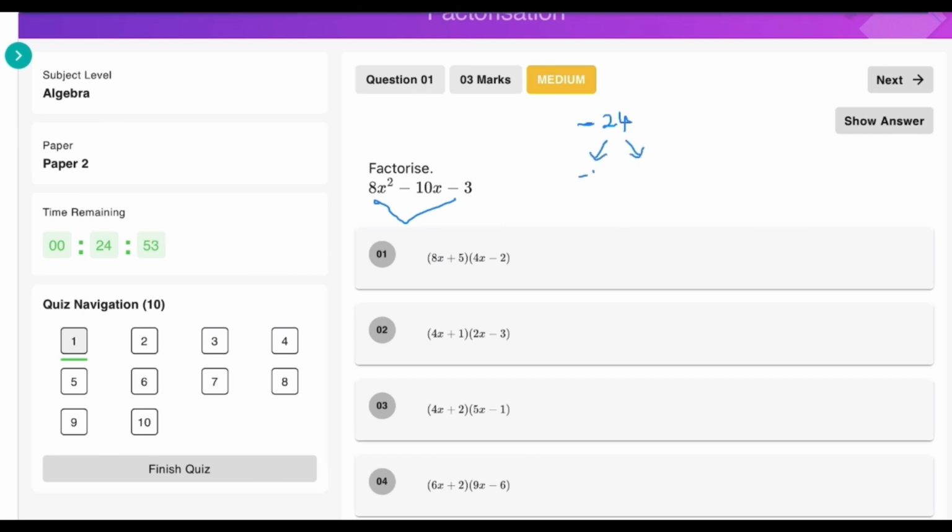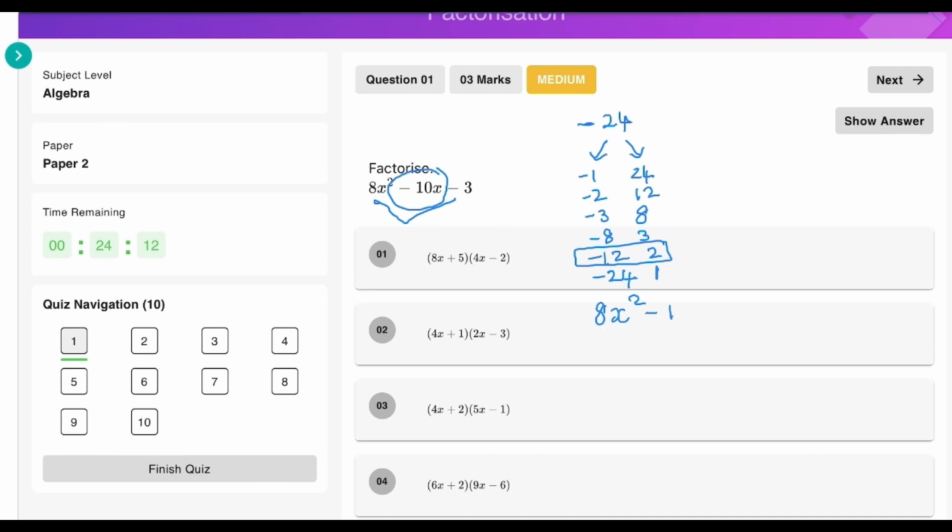So that could be negative 1 and 24, negative 2 and 12, or it could be negative 3 and 8. But don't forget there's the other side of it. So there is negative 8 and 3, negative 12 and 2, and negative 24 and 1 as well, right? Any number could be negative when we need to multiply to get a negative 24. And if you look at which one would add together to give you negative 10, that has to be negative 12 and 2.